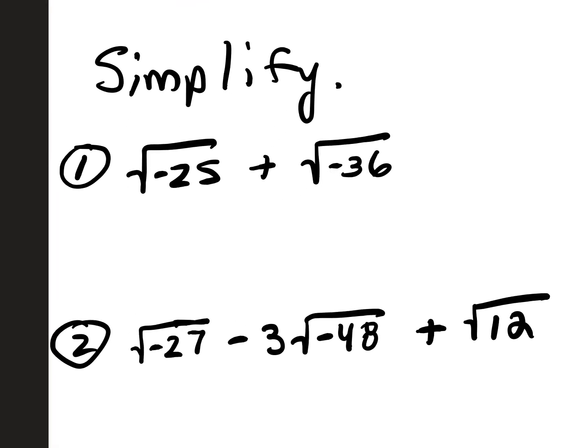So if we have a negative under our radical, we always want to take that out and turn it into an i. So what do you think the square root of negative 25 is? 5i. Perfect. So we have plus. What's the square root of negative 36? 6i. Awesome. Now that negative comes out and turns into an i. It's not like a negative 6. The negative is the i part. What is 5i plus 6i? 11i.